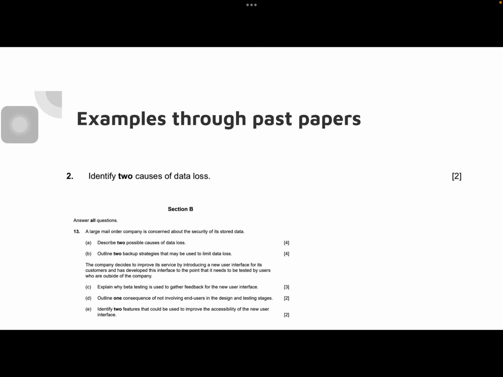So for the first one, you could say 2 causes of data loss: software corruption and human error. Done. Next question, describe 2 possible causes: software malfunction, as maybe you could have an error in the system and therefore lose data, and human error, as you might delete some things and therefore it would chain on and lose some information.